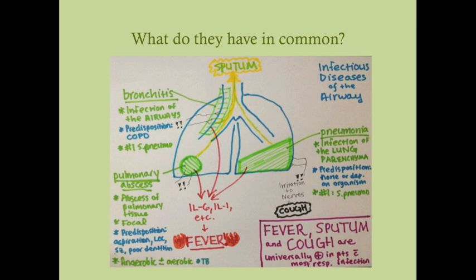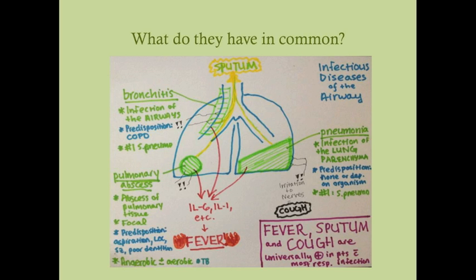So bronchitis is an infection of the airways themselves, whereas pneumonia is an infection of the lung tissue. And a pulmonary abscess is just that. It's an abscess of the pulmonary tissue. It's focal. What all of these have in common is that, because it's an infection, it causes sputum to be released, and that's coming from the lung cells themselves as well as from infected tissue.